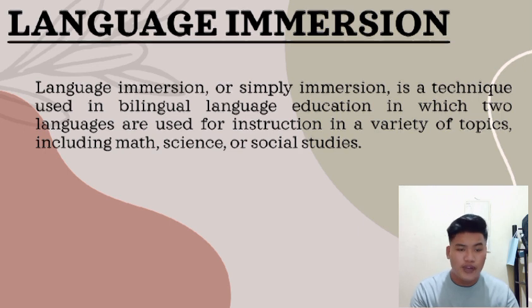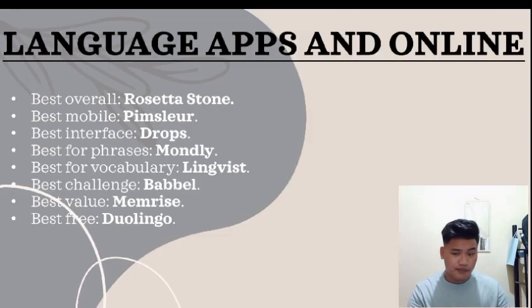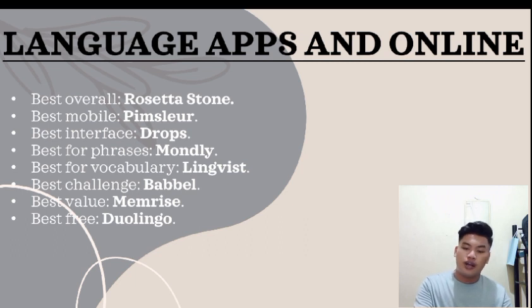Another one is language apps and online. As you can see, there are different language apps and online, and these are the examples. Rosetta Stone, best overall; Fluent U, best mobile; Babbel, best for phrases; Memrise, best for vocabulary; Lingvist, best challenge; Busuu, best value; Duolingo, best free.